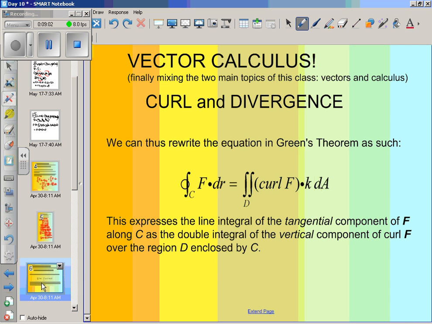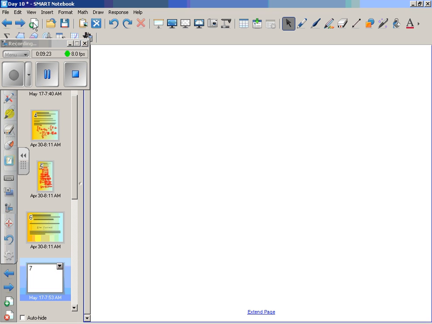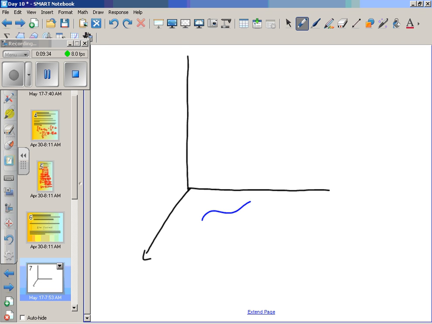And so what this is saying is that the tangential component of f along C is equal to the sum of the curl of this whole vector field in this region. Okay, so let me see if I can draw a picture of that in a very rough way. We're just thinking of a planar region right now, so we have some shape down here in the xy plane.